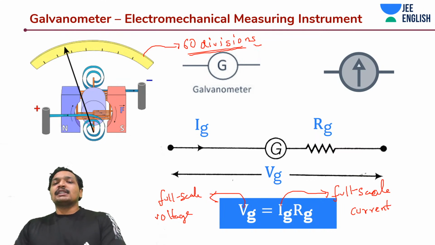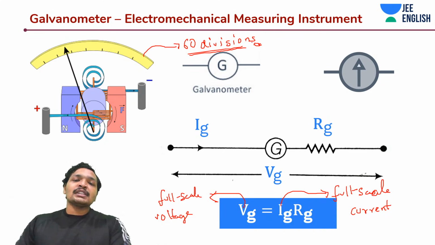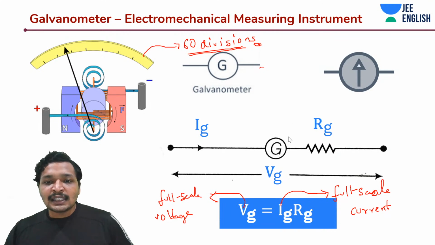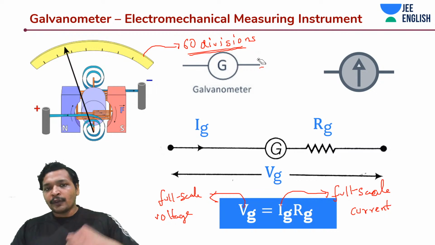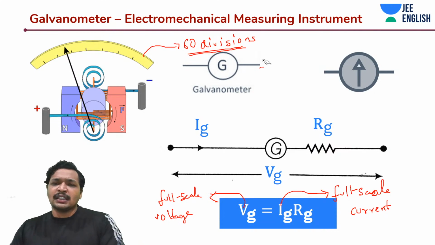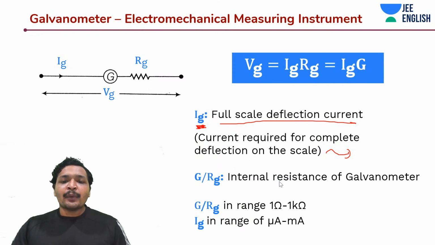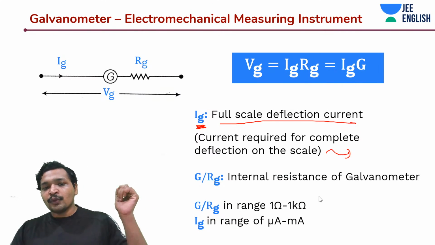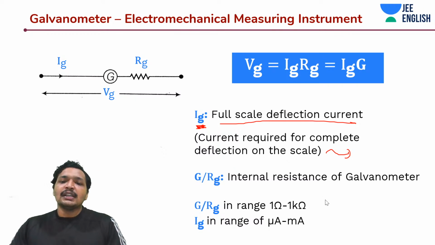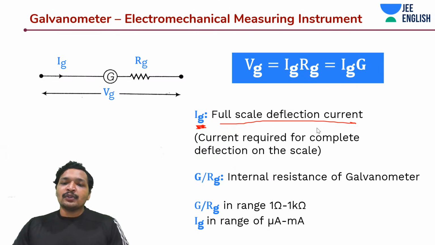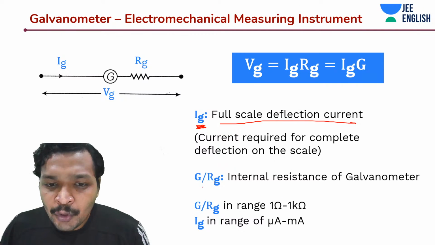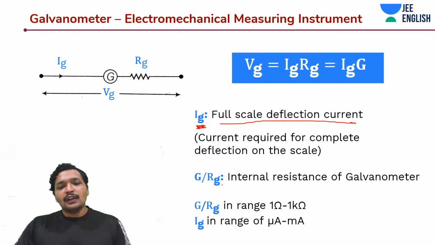So there are 60 divisions. These 60 divisions are what we are calling deflection. The total number of divisions would be 60. The last division would be the 60th division, and the current required to move this pointer until that 60th division is called full scale current. To move it to the maximum division is called full scale current.